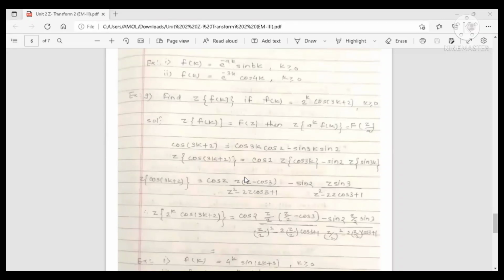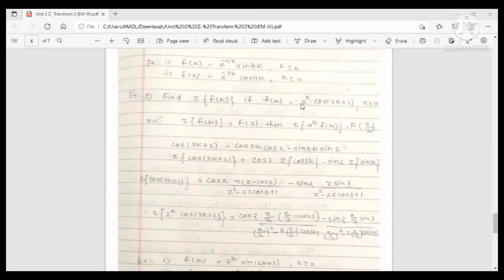The Z transform of the standard sequence cos 3k is z into bracket z minus cos 3 upon z square minus 2z cos 3 plus 1, minus sin 2 as it is times the Z transform of sin 3k. Use the formula for the Z transform of sin alpha k, where in place of alpha there is 3. So it is z into sin 3 upon z square minus 2z cos 3 plus 1. So this is the Z transform of cos of 3k plus 2.